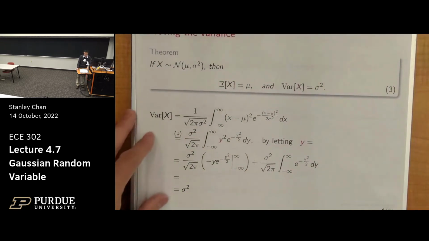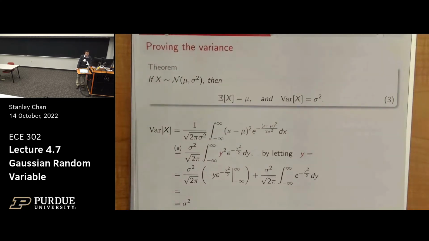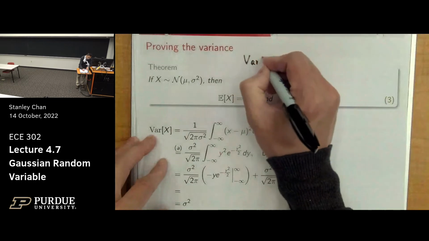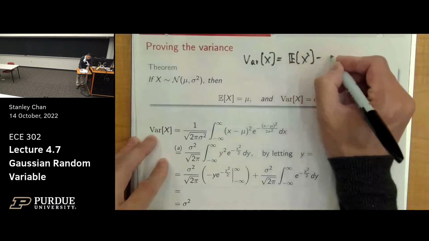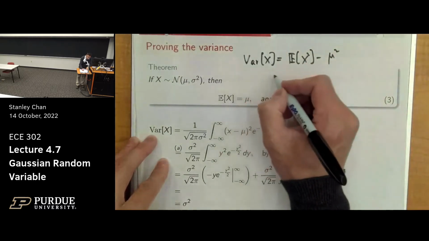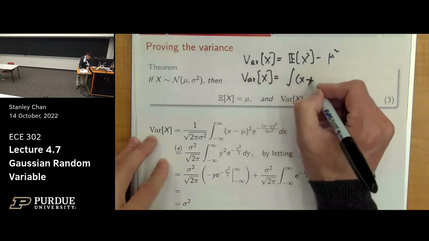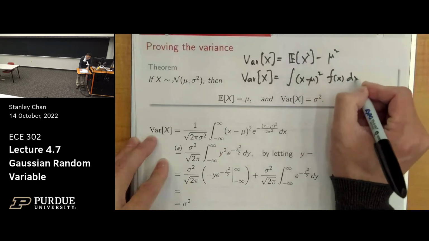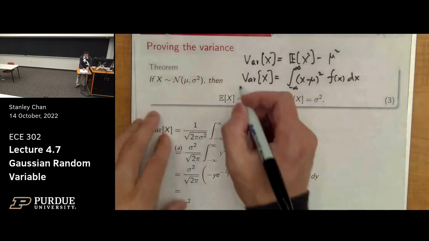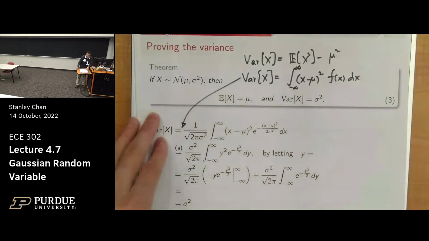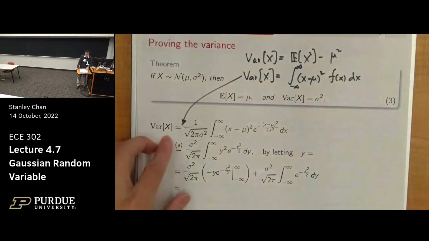Now, how about the variance? To prove the variance, of course, we can do it either using the identity that the variance of x equals the expected value of x squared minus mu squared, or you can directly plug in the definition of the variance, which is the integration of (x minus mu) squared times your f(x) dx from minus infinity to infinity. So in this problem, we're going to apply the second definition, the same approach as the first one, but we're going to use this one to show the variance.